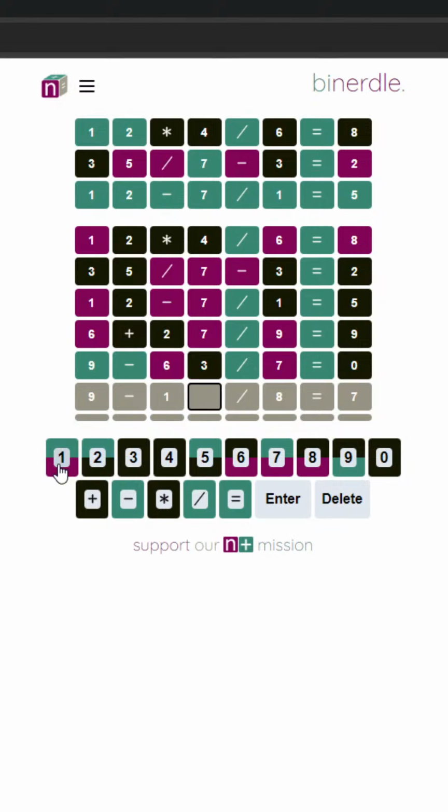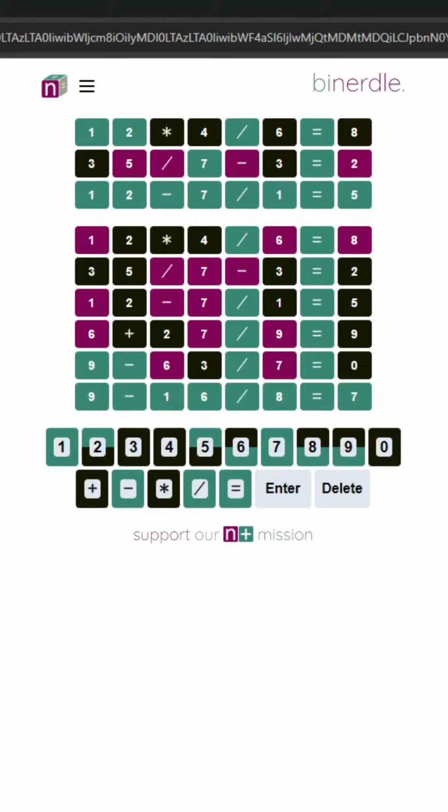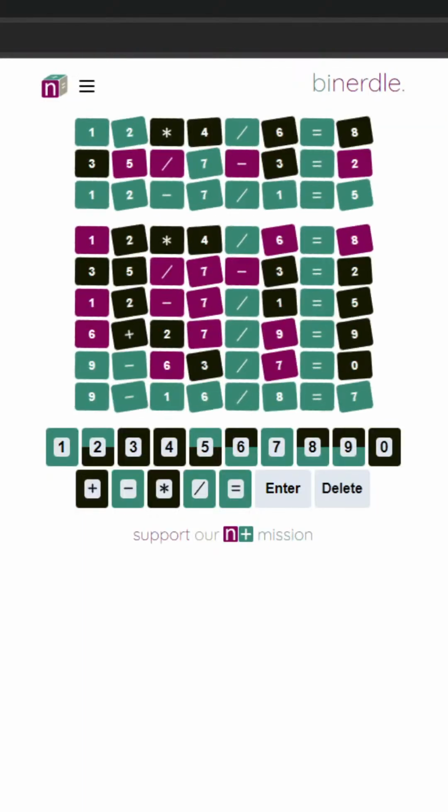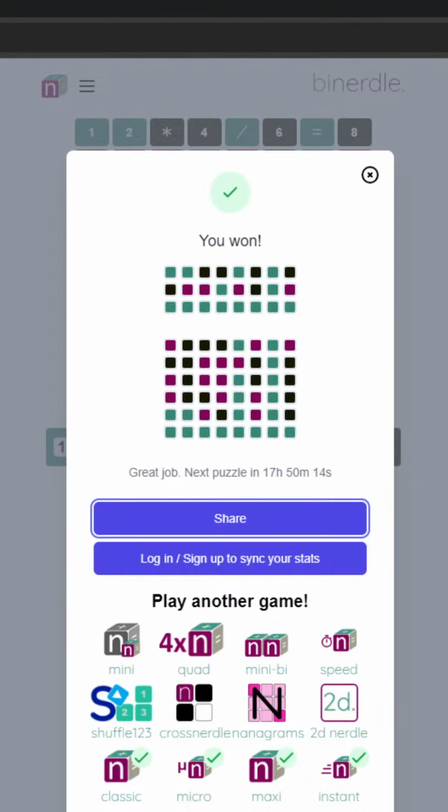16. This is the only thing that makes sense, because 16 divided by 8 would give us 2. 9 minus 2 gives us 7. I think this is the right answer. Another math Wordle by Nerdle done.